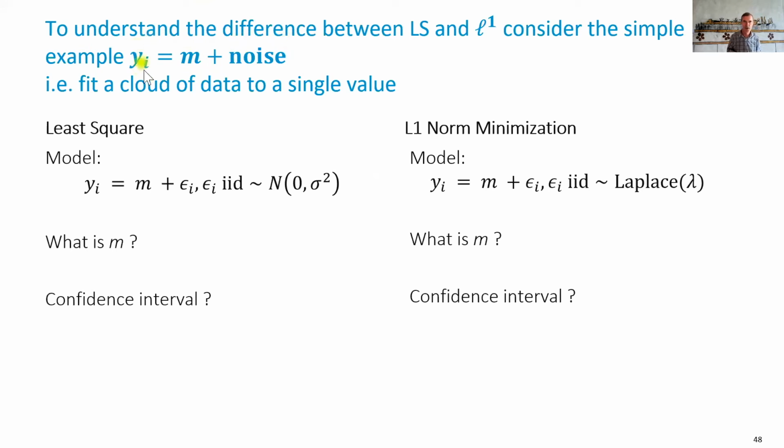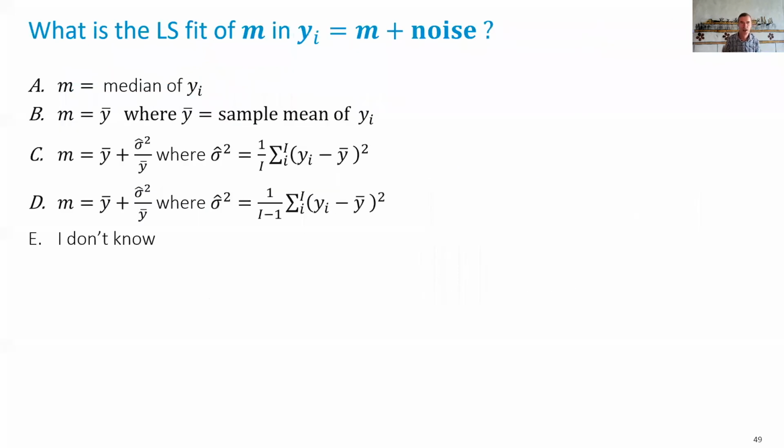I have capital I data points, yi, and I want to estimate M. If I do least square, or if I do L1 norm minimization, I will have those two methods. The first method corresponds to saying that Y is the model plus noise. The noise is Gaussian. In the other case here, if we do L1 norm minimization, we will say Y is M plus Laplace noise. How do we compute those values here? So if we use the first case, if we assume the noise is IID Gaussian, we will do least square fit, right? What is the least square fit of this model? That's the question for you now.